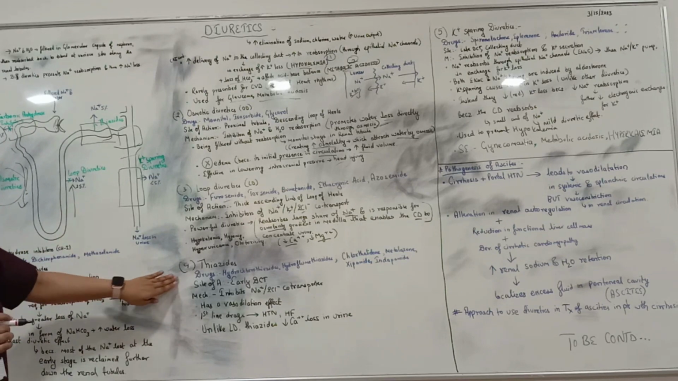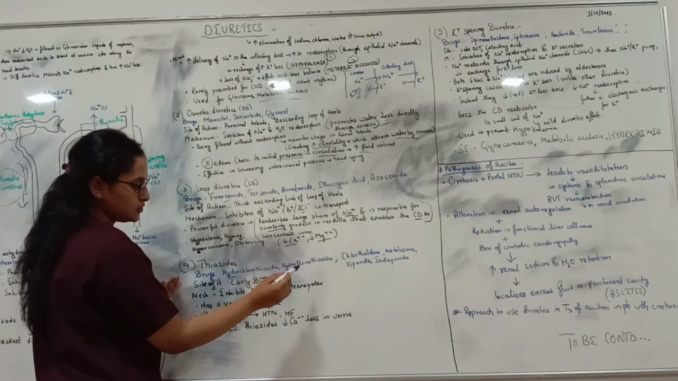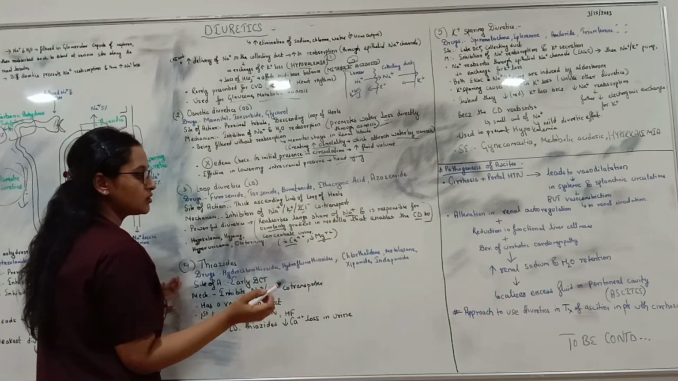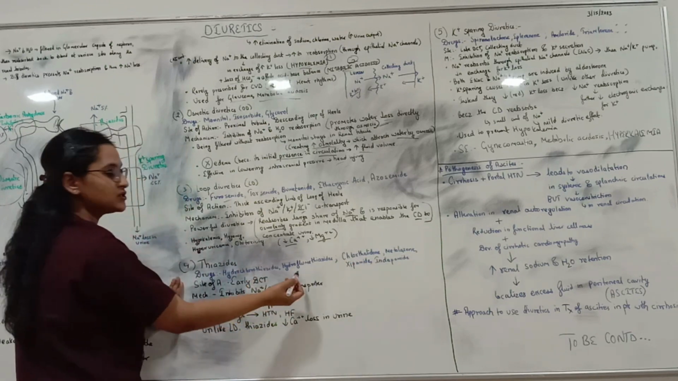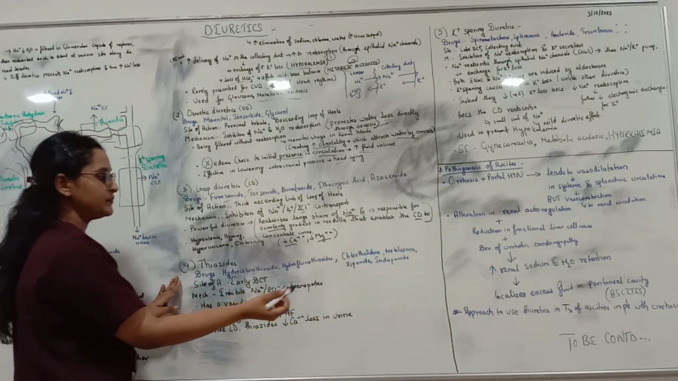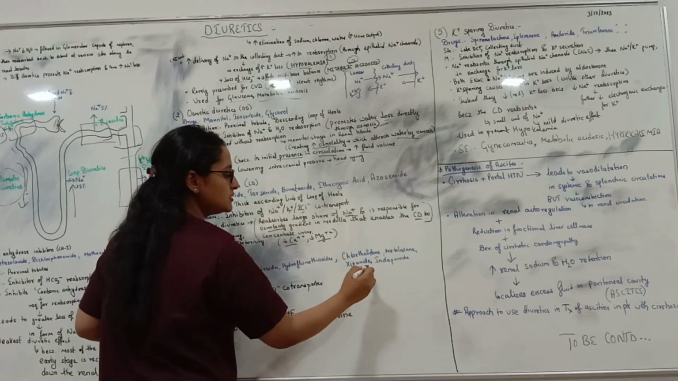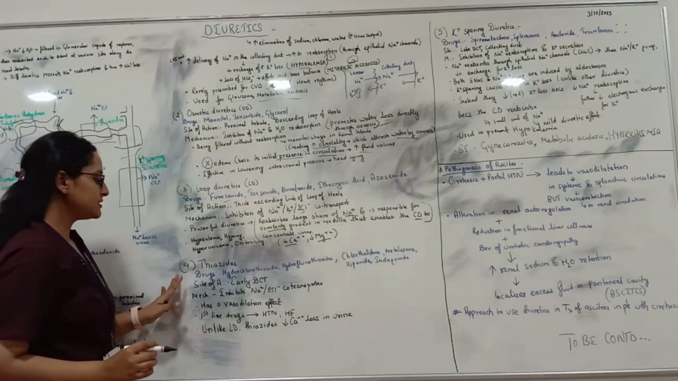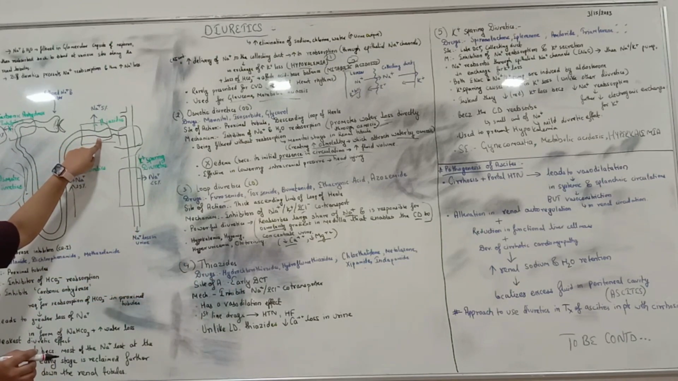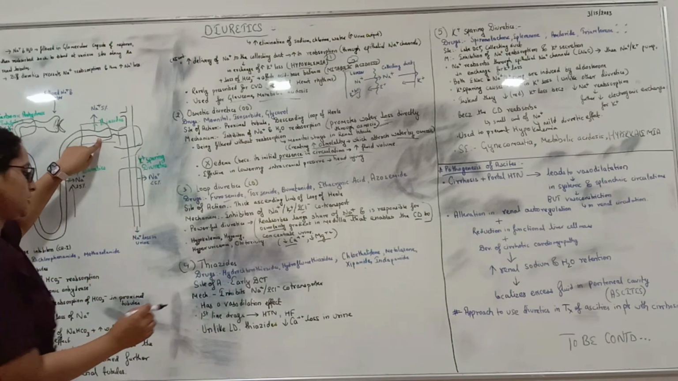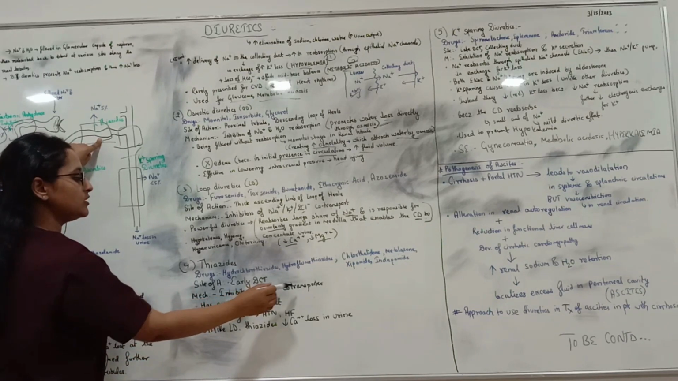Now we'll come to thiazide diuretics. The drugs are hydrochlorothiazide, hydroflumethiazide, and chlorothiazide, and these are benzothiadiazines. Thiazide-like diuretics include chlorthalidone, metolazone, xipamide, and indapamide. The site of action is the early DCT, the early distal tubule, and the mechanism is inhibition of the sodium chloride co-transport.